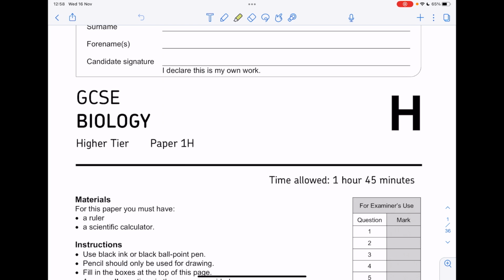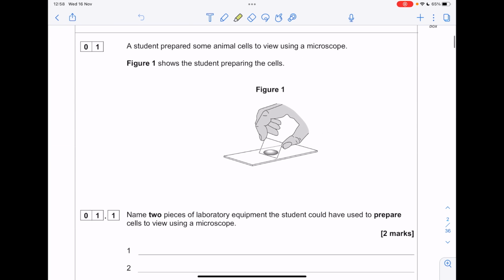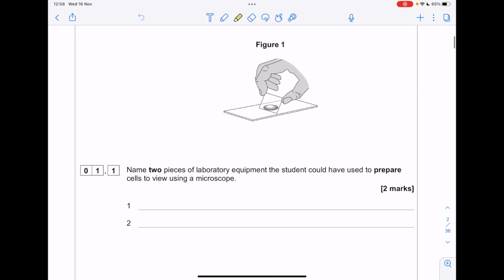Today I'm answering this GCSE AQA Biology paper. It's a higher tier paper from June 21. A student prepared some animal cells to view using a microscope. Figure 1 shows the student preparing the cells. Name 2 pieces of laboratory equipment the student could have used to prepare the cells to view using a microscope.